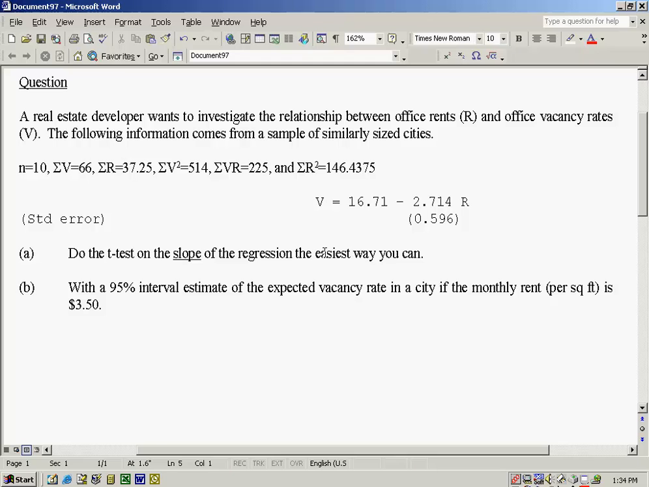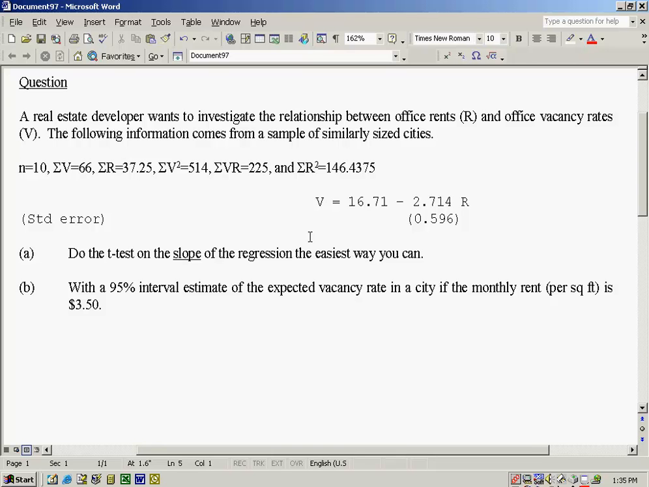In this problem we're going to recover some material that we've already done so far, in particular doing a t-test on the slope of the regression, and then we're going to do some new material which involves interval estimation of the y variable. So let's look at this problem and see what we need to do to get it started, and then before we get to part B we're going to have to introduce that new material so that we can do that part.